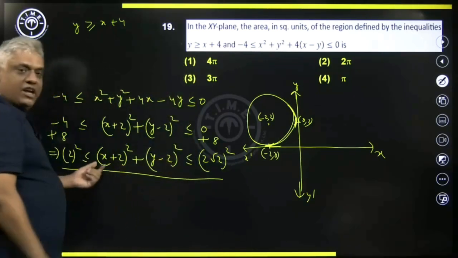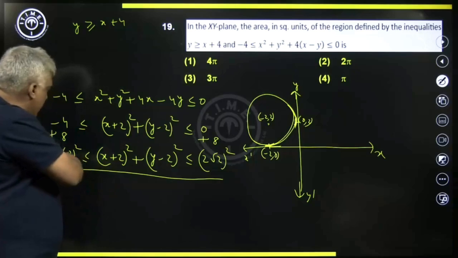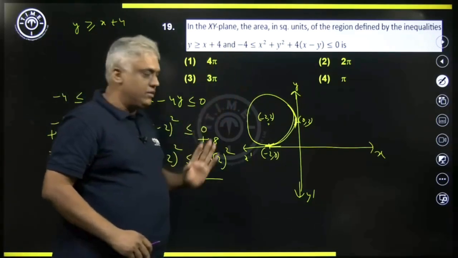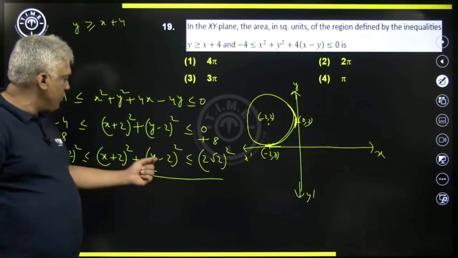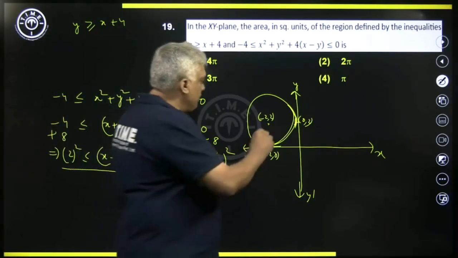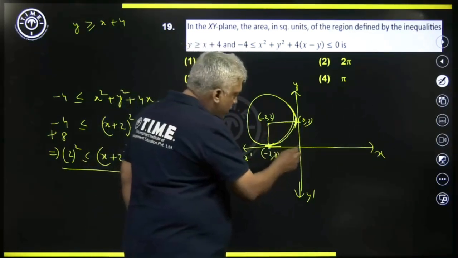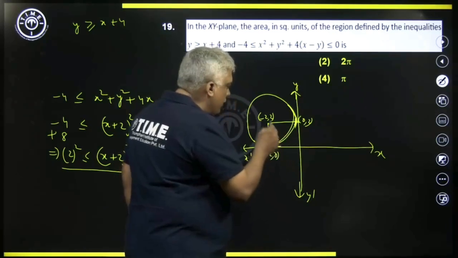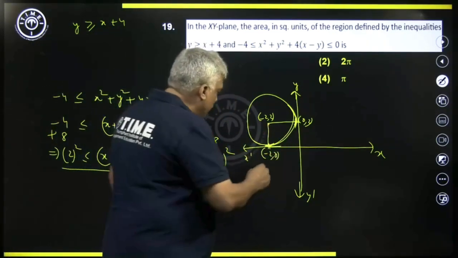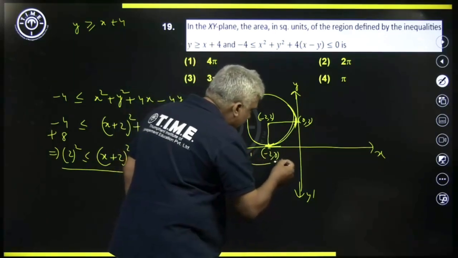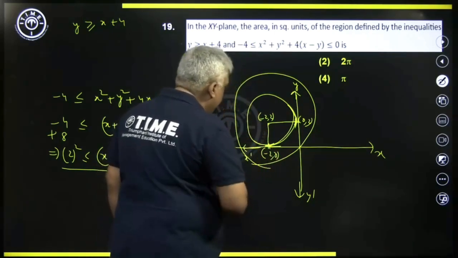This is the circle x plus 2 whole square plus y minus 2 whole square equals 4, and we have to keep the points more than or equal to 4, that means points outside this circle. Again these are two concentric circles with the same center minus 2 comma 2. Here the radius is 2 root 2, since the distance from the center to the edge will be 2 root 2. So this big circle is passing through 0 0, and it goes like this.